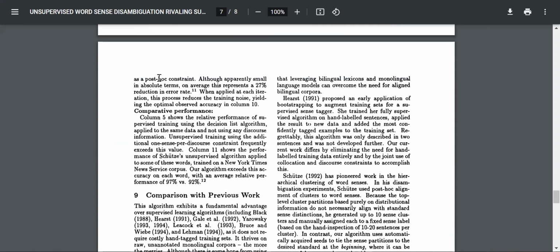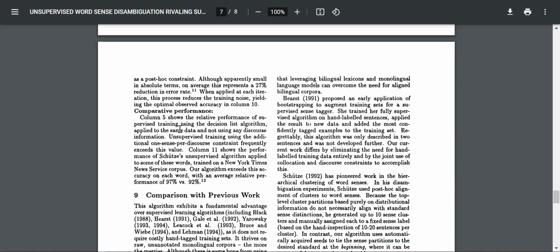Column 9 shows its effectiveness as a post hoc constraint. Although apparently small in absolute terms, on average this represents a 27% reduction in error rate. When applied at each iteration, this process reduces the training noise and yields the optimal observed accuracy in column 10. For comparative performance, column 5 shows the relative performance of supervised training using the decision list algorithm applied to the same data and not using any discourse information. And supervised training using the additional one sense per discourse constraint frequently exceeds this value. So they are able to beat the supervised model.